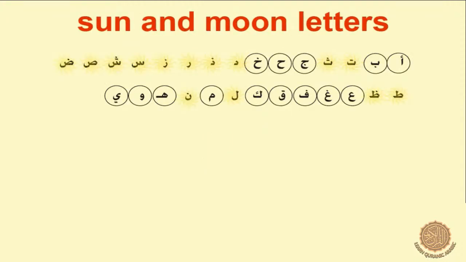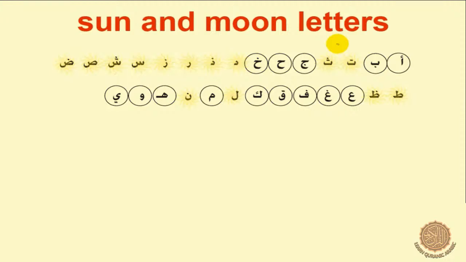Bismillah. Now, in this lesson, we're going to speak about the division of letters as sun letters and moon letters, Huruf Shamsiyya and Huruf Qamariyya. Now, the letters I have that look like a moon, these letters are actually the moon letters, while the ones that have the sun on them are the sun letters.